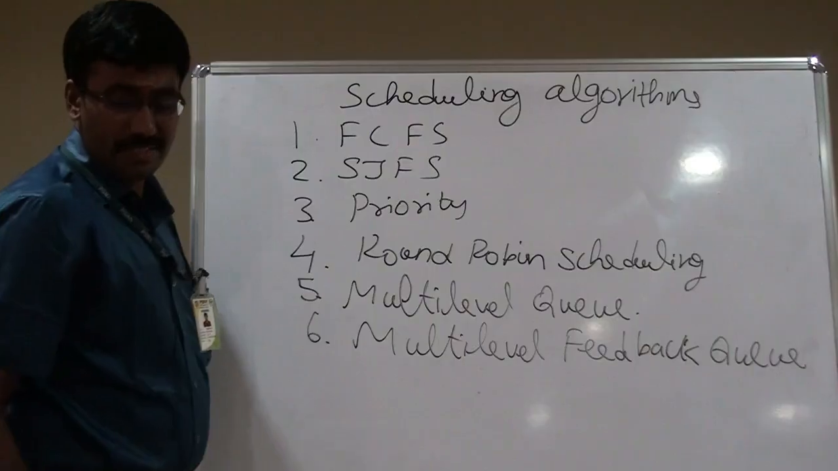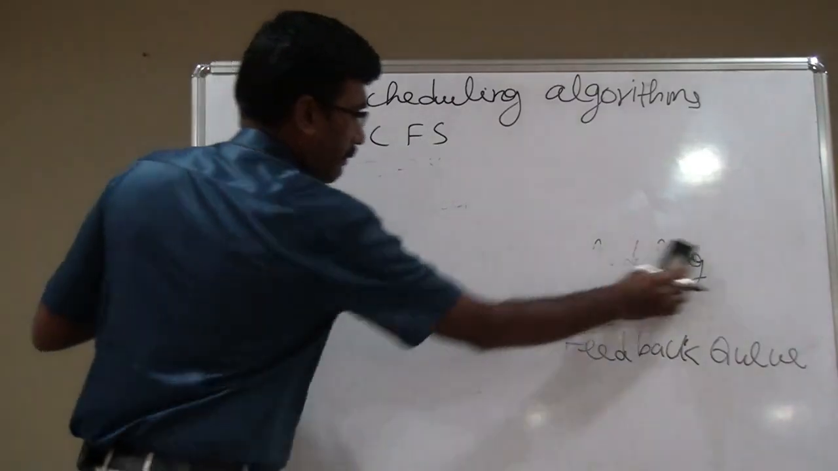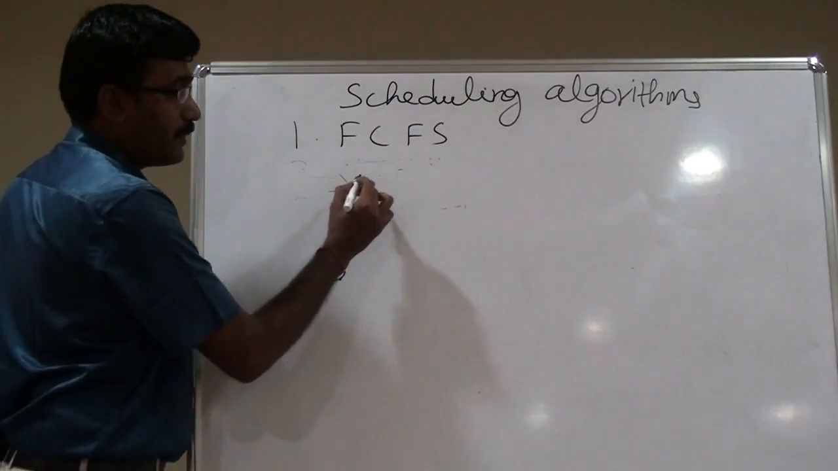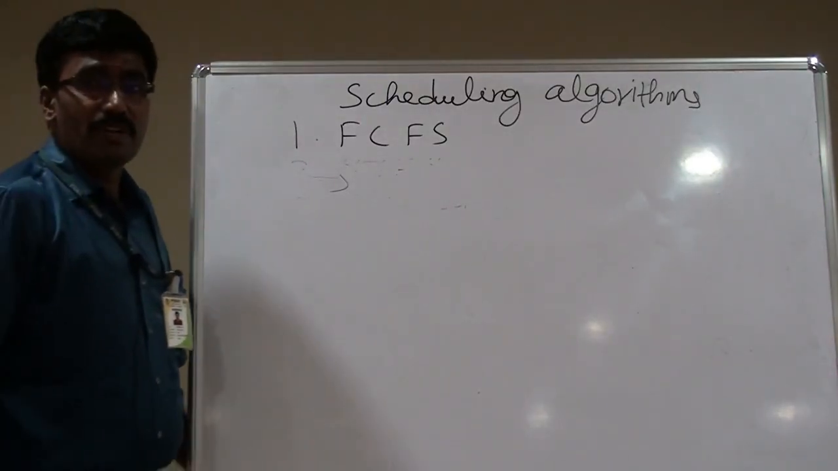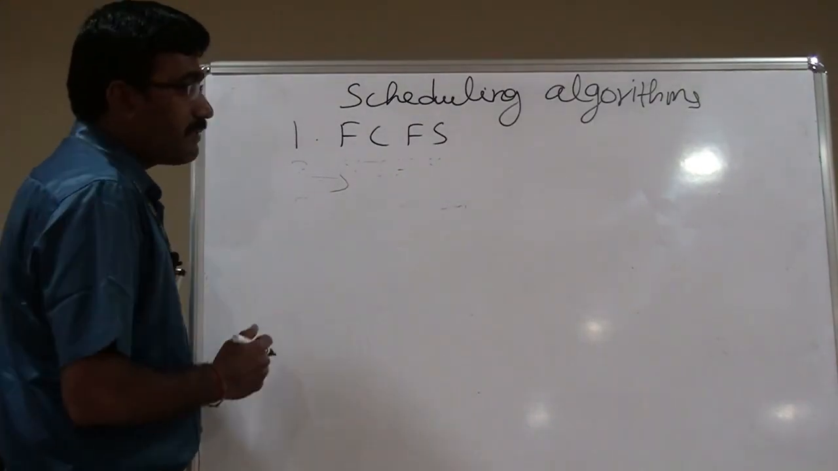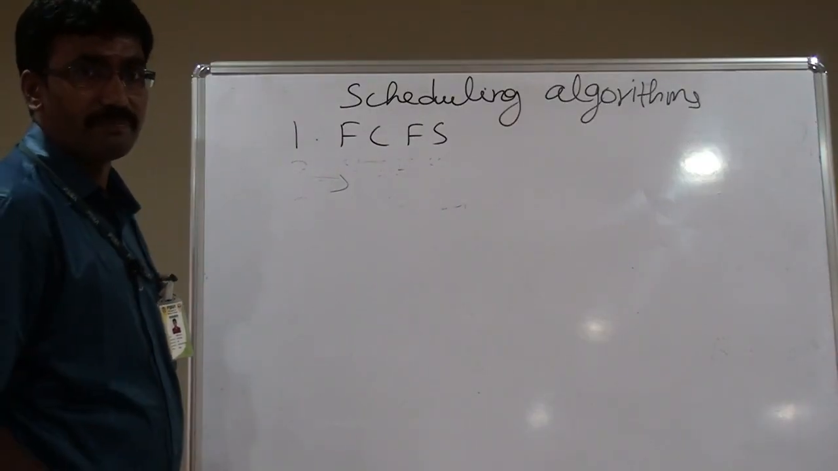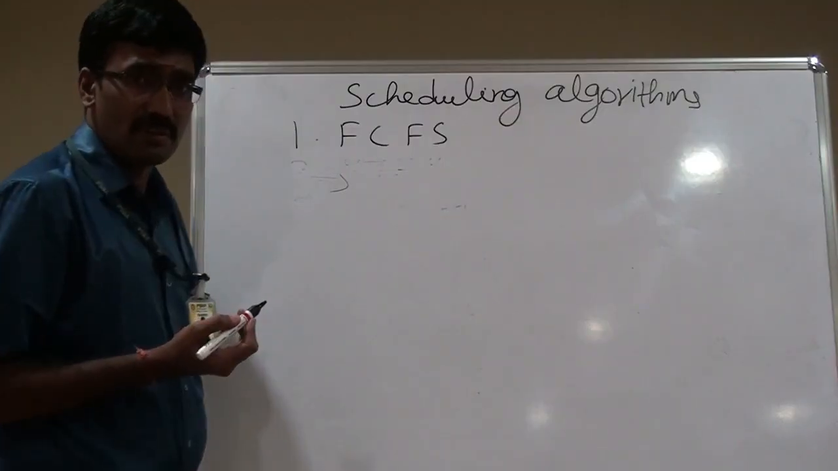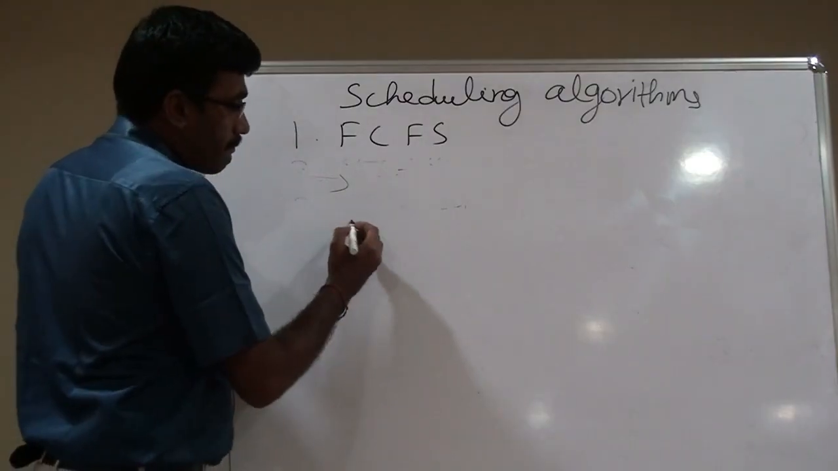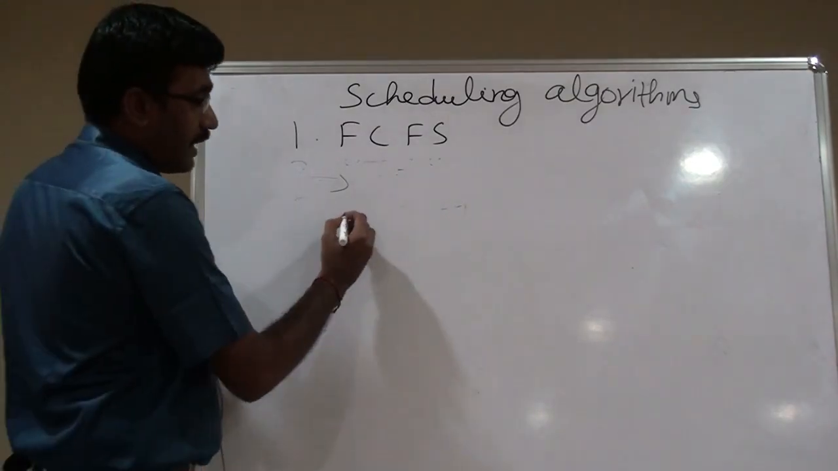So first one is first come first serve. It allocates the CPU based on which process requires the CPU first. Which process enters the queue first is allocated the CPU first. It follows first in first out. Here there is no preemptive concept. Then an example.